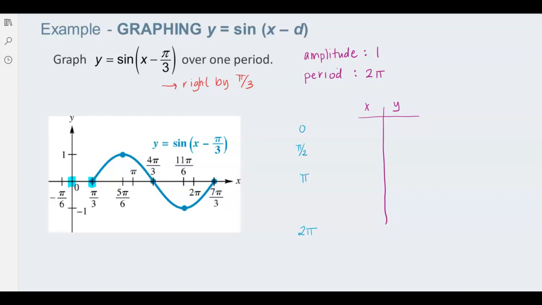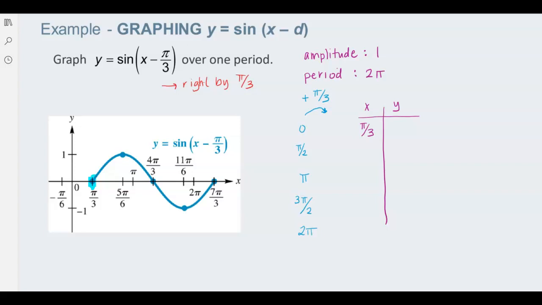And then we can split up all of the sections here. But we're going to move every single one of these x-coordinates to the right, and so we're going to add pi over 3 to all of these values. The first one's easy, right? 0 plus pi over 3 will just be pi over 3. That matches what we're seeing here in the graph, that our starting point is at pi over 3.